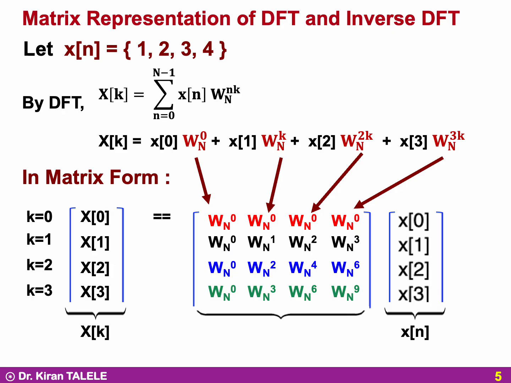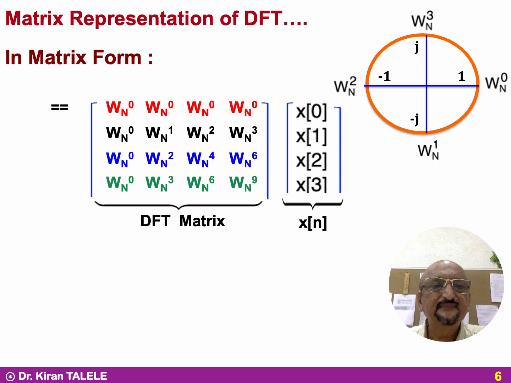So here, in this row, starting from 0 power, 0 difference in power. Starting from 0 power, 1 difference in power. 2 difference in power. 3 difference in power. This matrix is called the DFT matrix. Now in this matrix, we'll substitute values of the twiddle factor by referring to this circle diagram.